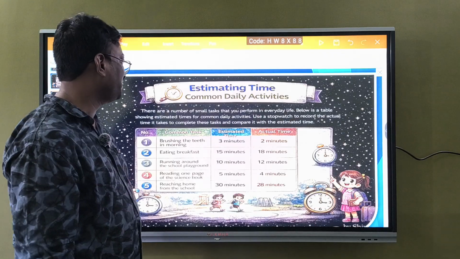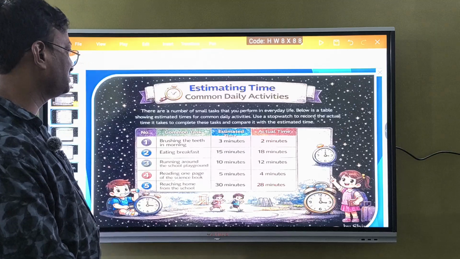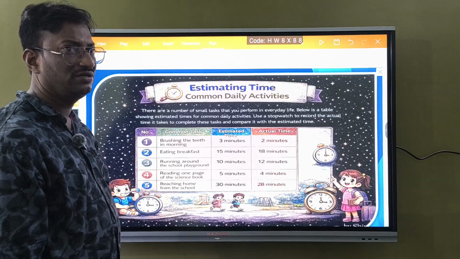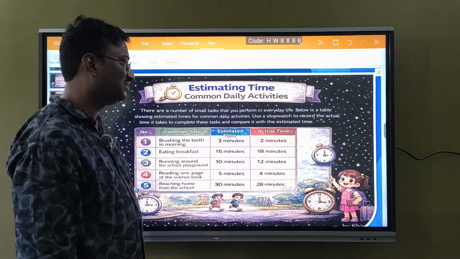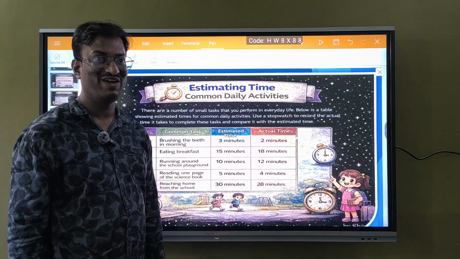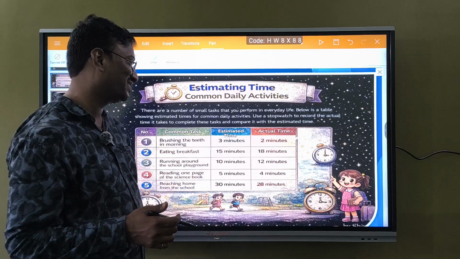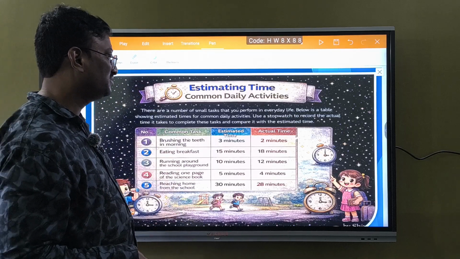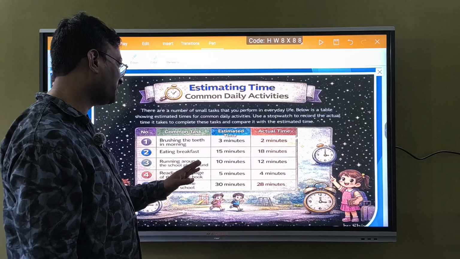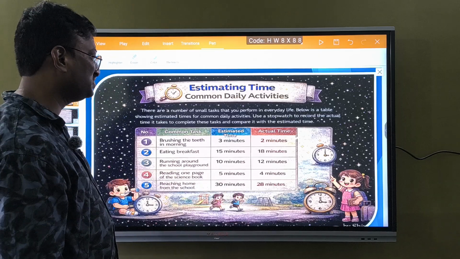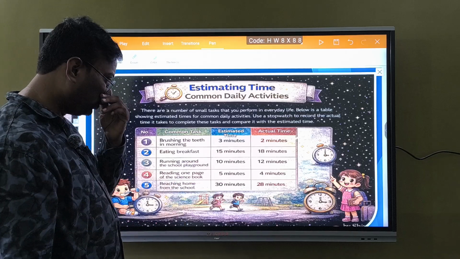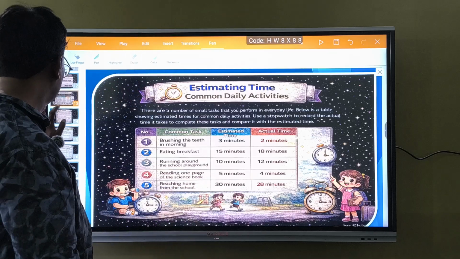Next, estimated time of common daily activities. See, there are several daily tasks we do. Example, brushing the teeth. The estimated time is 3 minutes, but actual time is 2 minutes. But we children do it for around 5 minutes even. Eating breakfast, the actual time is 18 minutes. We complete it in 15 minutes. Running around the school playground, 12 minutes. Estimated time is 10 minutes. Reading one page, 4 to 5 minutes. Reaching school from home depends upon the distance.